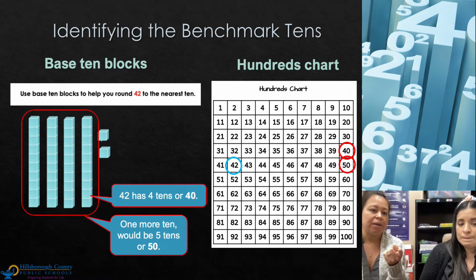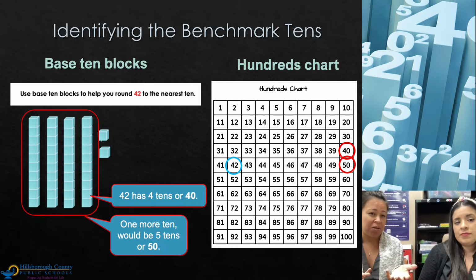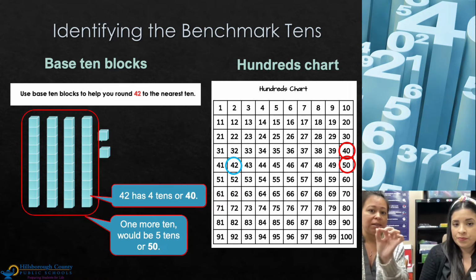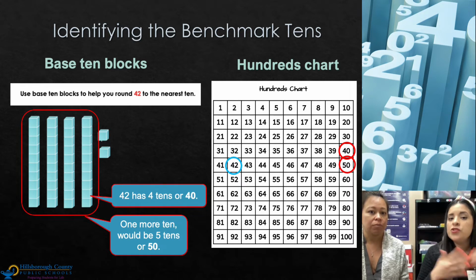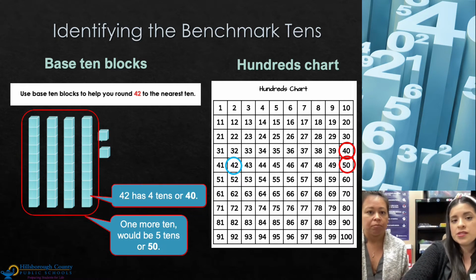Okay, so the base 10 blocks would help because I would just have to take away the 2 ones, and that would show that I'm closer to 40. But I would have to add 8 ones to get to 50. So that's how my kids would be able to tell if it's closer to 40 or 50. Exactly. And on the hundreds chart, I'd only have to jump twice to get to 40, but I'd have to jump 8 times to get to 50. Exactly. Talking about the closeness of the number to those tens is exactly the kind of vocabulary and discussion you want to be having with your students.